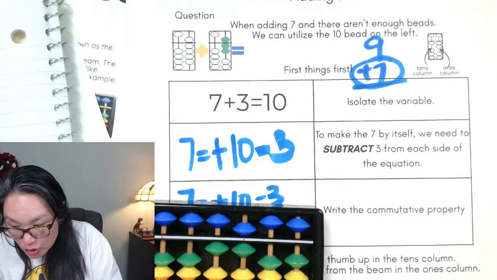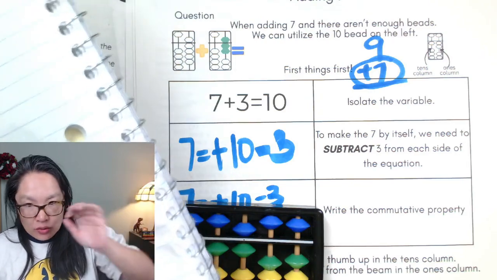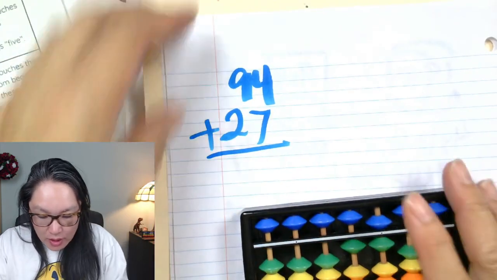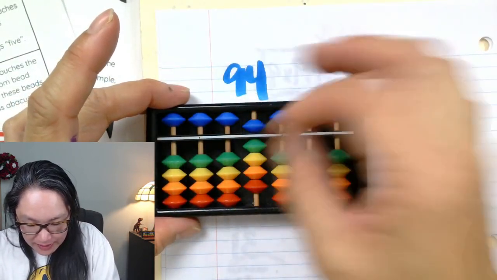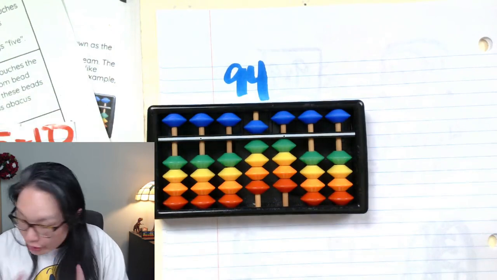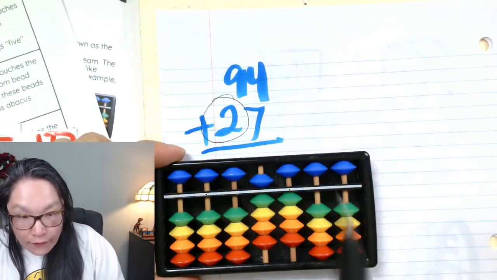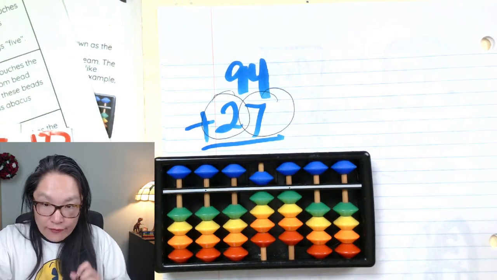I know in school we always say, "Oh, how do you make an 8?" No, not how you make an 8. It's what's the question to make the 8. Here's our question. We have 94. I'm going to put 94 on the abacus. When we go through the abacus, we do left first and then right.